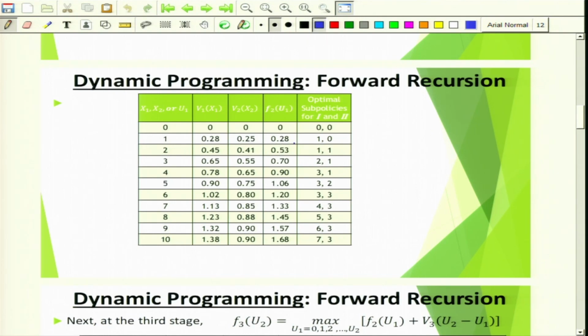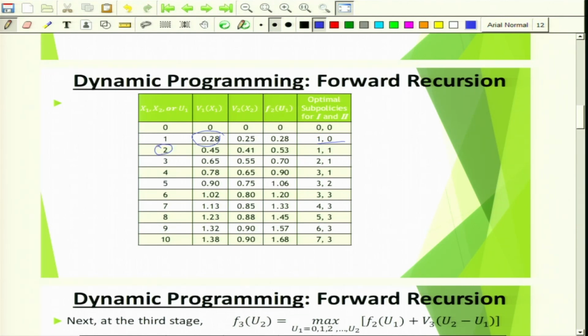0.28 and 0.25. So let's say you have just 1 unit to invest. It's common sense that you invest totally in venture x1, and that is coming out to be the 1, 0 combination. This suggests that if you have 1 unit, you invest completely in x1 and 0 in x2.